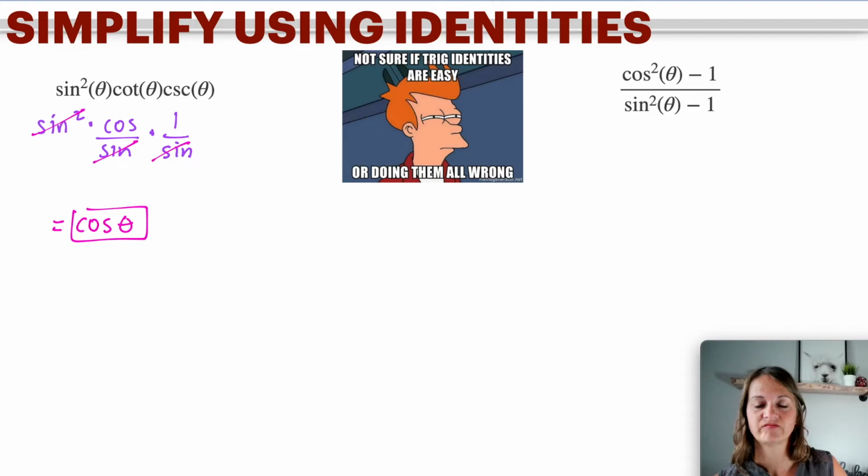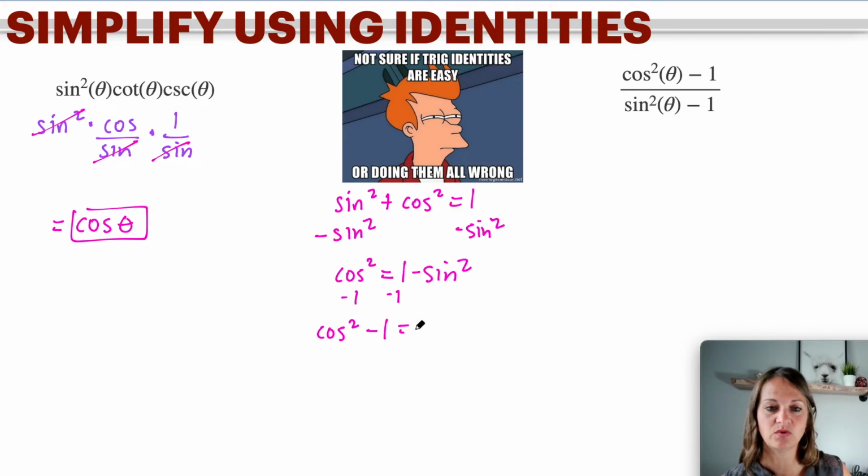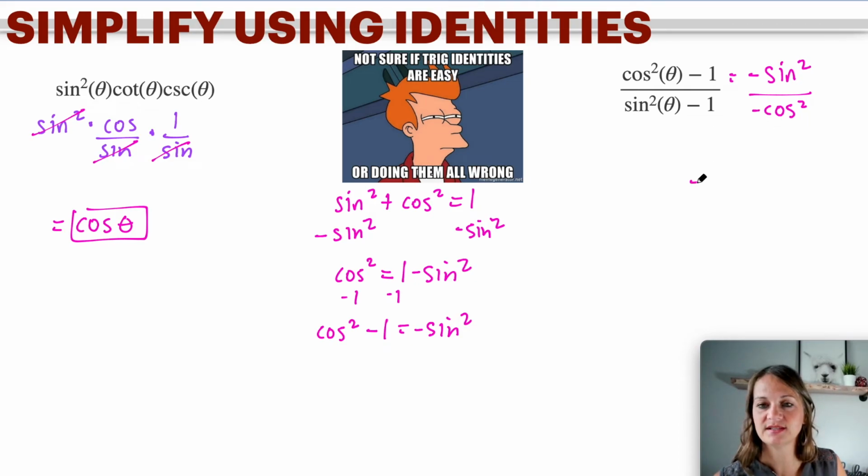Wait. This is almost the identity. We know that sine squared plus cosine squared equals 1. But this is cosine squared minus 1. So if I need to subtract 1, that means I have to subtract sine squared on both sides, and I will get cosine squared equals 1 minus sine squared. And now I need to subtract 1. So cosine squared minus 1 equals a negative sine squared. So they're opposites. So this is actually a negative sine squared of theta, which means this is a negative cosine squared of theta. And two negatives cancel, and sine over cosine gives you tangent squared of theta.